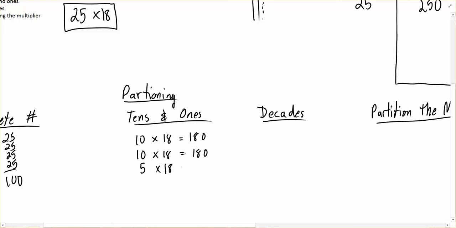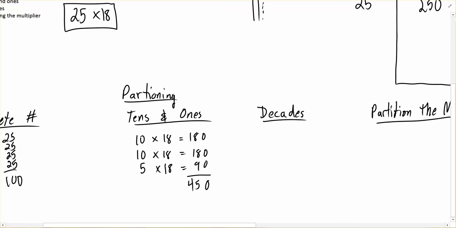And you might notice these sums turn out to be the same as the other ones we saw in the array. So there's some parallels to what students do with open arrays. And this would eventually give us the, is it 450? I think we've got here. The product of 25 times 18. And so that's partitioning by tens and ones.